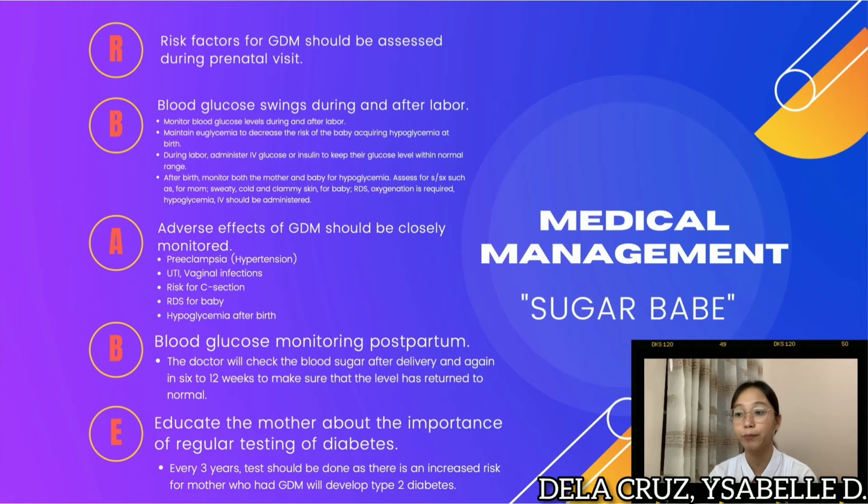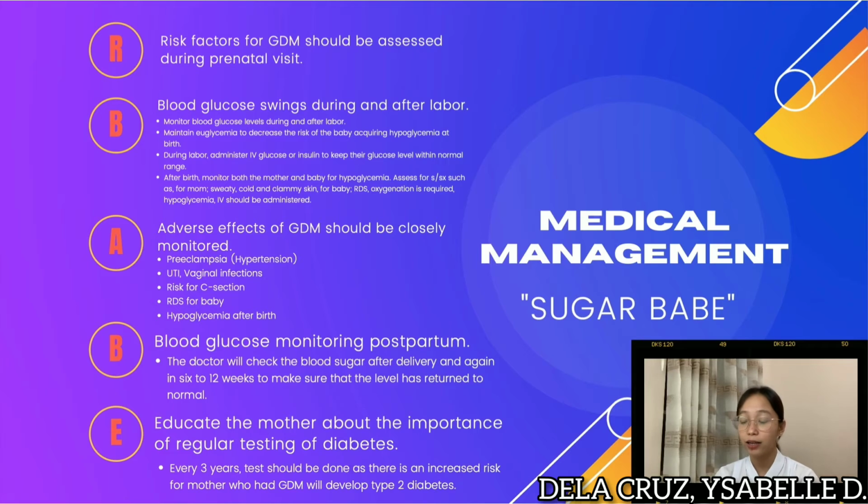Next is during labor, administer IV glucose or insulin to keep their glucose level within normal range. So, kailangan mag-administer ng IV glucose or insulin to compensate if merong increase or decrease sa glucose or insulin. Next, after birth, monitor both the mother and baby for hypoglycemia. Mamamonitor natin yung mother for hypoglycemia through assessing for signs and symptoms such as sweaty, cold, and clammy skin. Sa baby naman, at risk siya for respiratory distress syndrome since yung surfactant na apektuhan siya dahil sa presence ng glucose. Next is oxygenation may be required kasi nga pwede siyang magkaroon ng RDS.